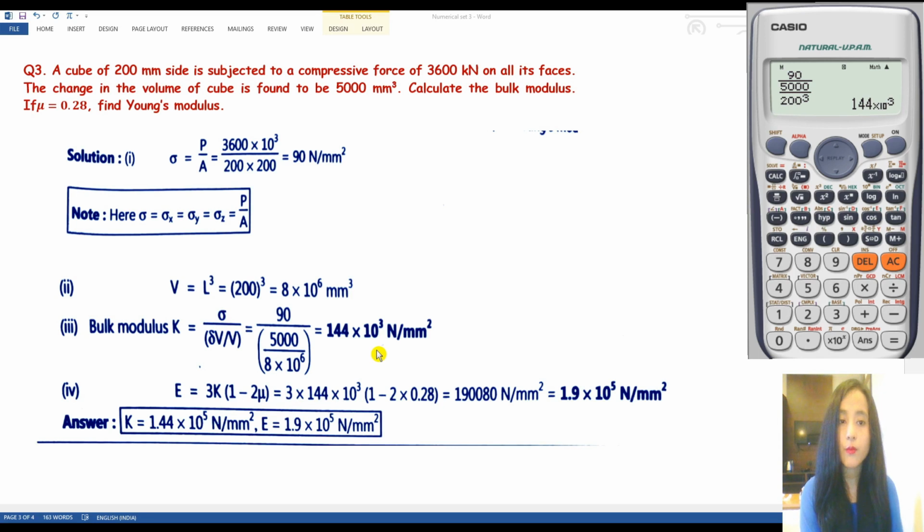Now again, using the relationship between bulk modulus and modulus of elasticity, we can find the value of E. The relationship is E equals 3K into 1 minus 2 mu. Since we have found the value of K and we know the value of mu, we can find the value of E. Let us solve directly. 3 into K into 1 minus 2 into mu, where mu is 0.28, is equal to 190.08 into 10 raised to power 3. Again, if you shift the decimal point 2 times in front and make it 1.9, you will get 1.9 into 10 raised to power 5. The value that you are getting in the calculator and the value that is written here are the same. So Young's modulus is coming equal to 1.9 into 10 raised to power 5 Newton per mm square.